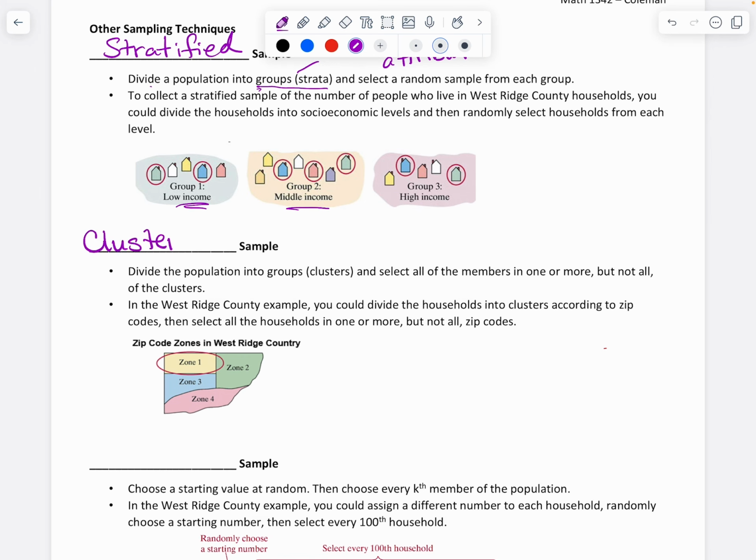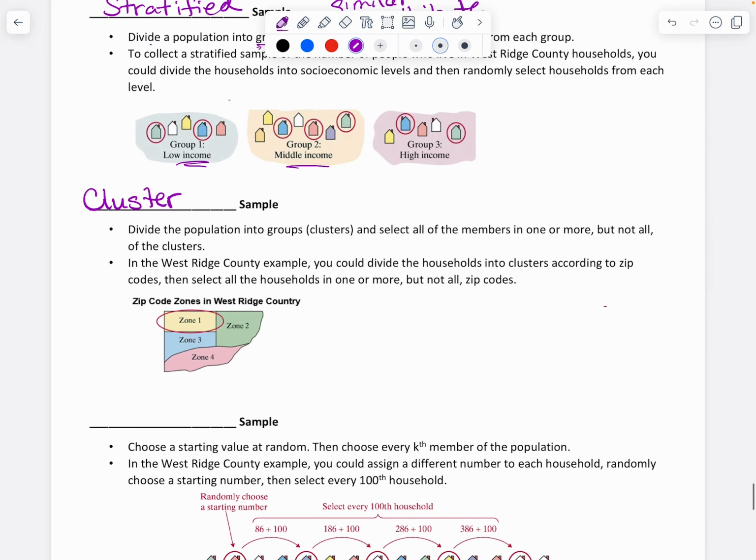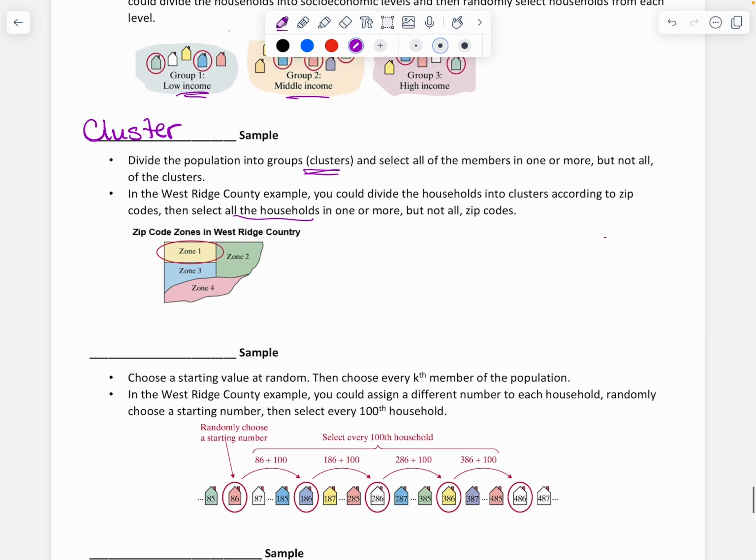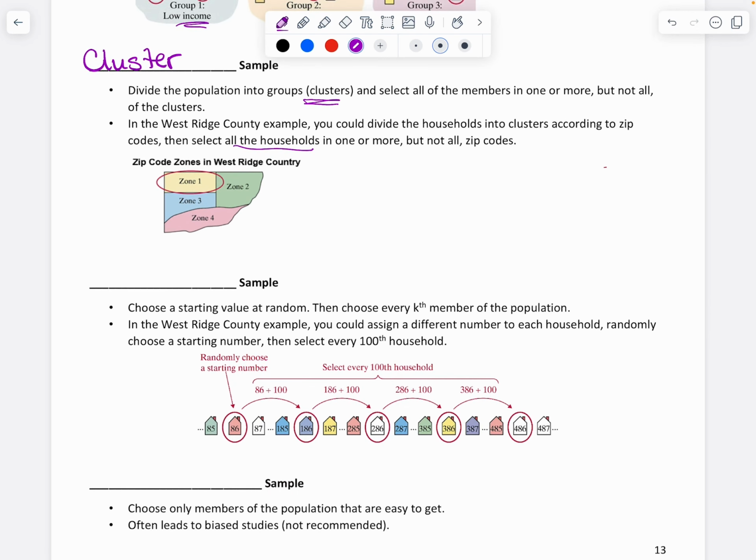All right. The next one is called a cluster sample. And this time it divides into groups or clusters and selects all the members in one or more, but not all of the clusters. So in the West Ridge County example, you could divide the households into clusters according to zip codes, and then select all of the households in one or more of the zip codes. So if maybe your experiment has nothing to do with income, then zoning for zip codes might be a better solution.